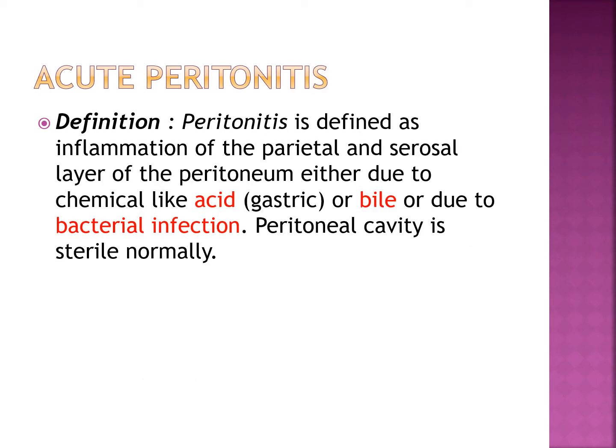So what is peritonitis, or what is acute peritonitis? It is defined as the inflammation of the parietal and serosal layer of the peritoneum due to the presence of either a chemical substance, for example acid from a perforated duodenal ulcer, or bile from a perforated gallbladder, or due to superadded bacterial infection of the peritoneal fluid, because the peritoneal cavity is normally sterile.